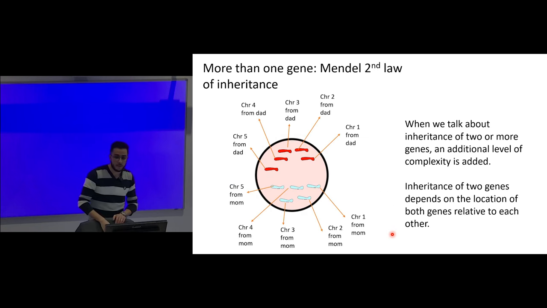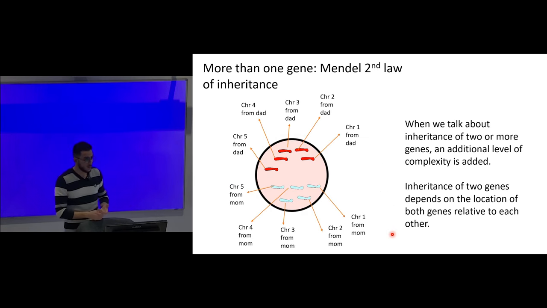Okay, now we make it more complicated. Let's assume this cell doesn't have only one chromosome, but has five chromosomes. So you have five chromosomes from dad, five from mom. And they're the exact same chromosomes in terms of genes, but they have different variants of the same genes. So in that case, the inheritance for these genes does not depend on the segregation of the chromosomes by itself, but depends on where they are located relative to each other.